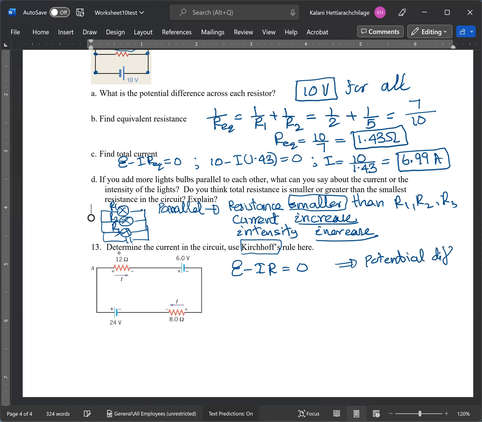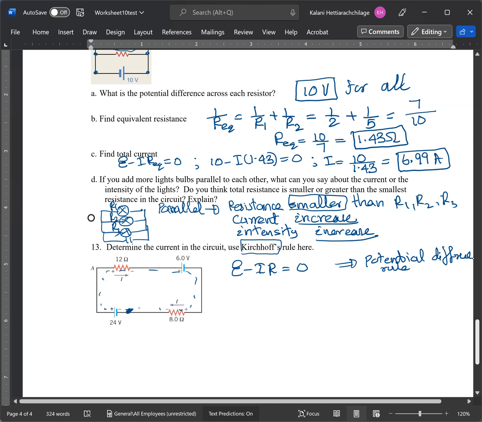That means if you start from one point and come back to the same point again, as an example, if I start here, if I walk through the circuit and come back to the same point, your potential will be 0. That's the potential difference rule.